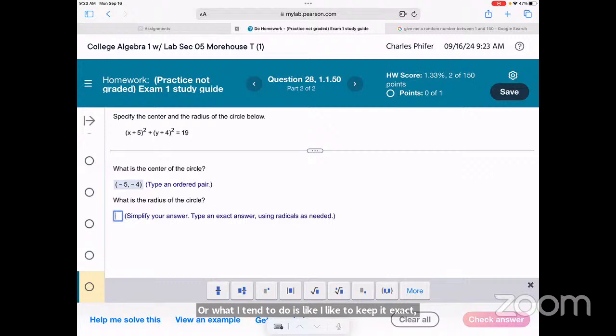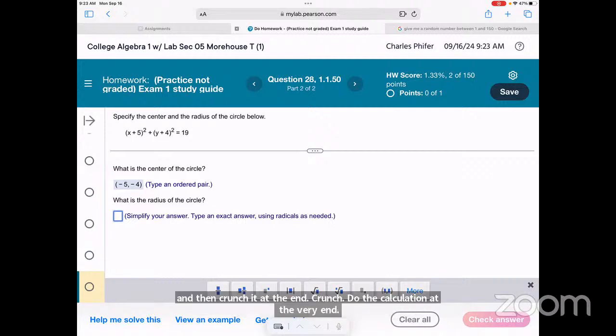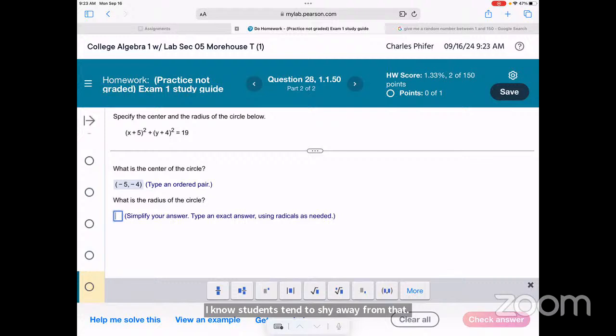I know students tend to shy away from that, just because it can be a little bit challenging to keep up with. But if you're able to do it, that's the recommended route. That's what I prefer. But that's not the only way, right?